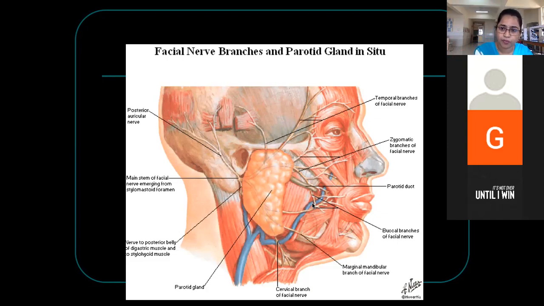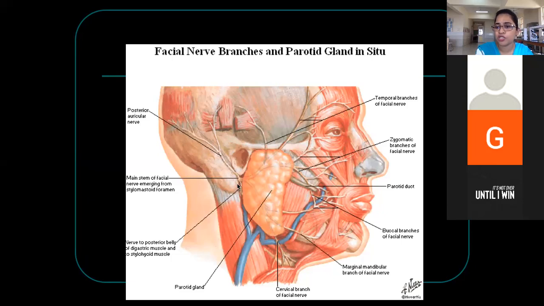Yes, ma'am. Now see, before entering into the parotid gland, this is not the motor nerve supply of the face. But you should remember, since we are talking about facial nerve, before entering into the parotid gland, the facial nerve gives off two branches. Posterior auricular branch. Do you remember posterior auricular branch supplying the occipital belly of the fronto-occipitalis muscle? Okay. So you see posterior auricular nerve and nerve to the posterior belly of digastric. This is another muscle, another nerve.